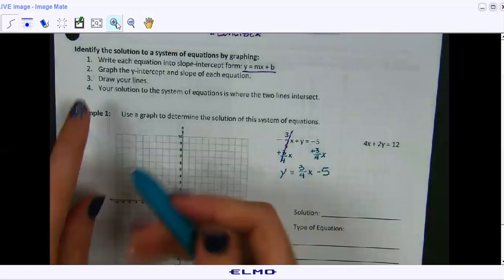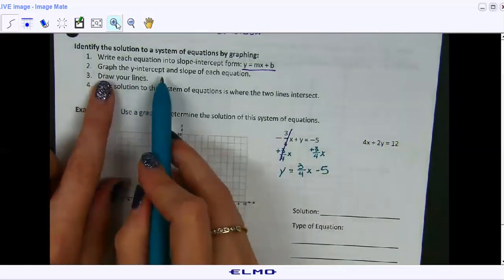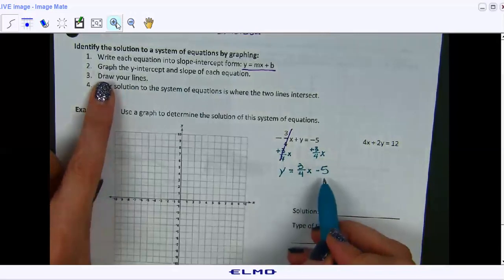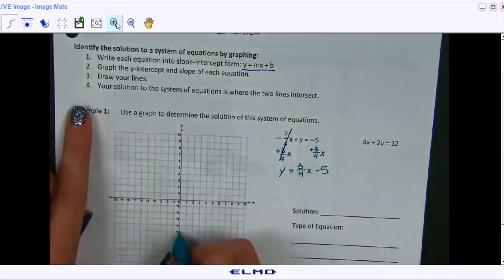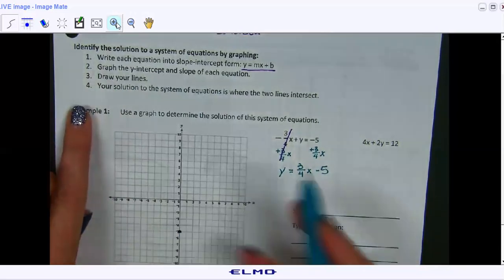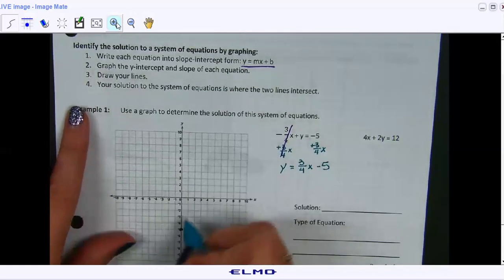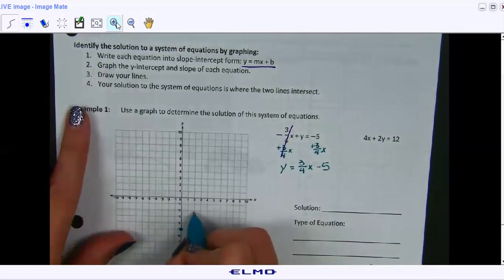When you graph, you use the y-intercept and the slope of each equation. The y-intercept is -5, so I'm going to plot a point at -5. And then I'm going to graph my slope by rising 3 and running 4 in the positive direction. So 1, 2, 3, 1, 2, 3, 4.